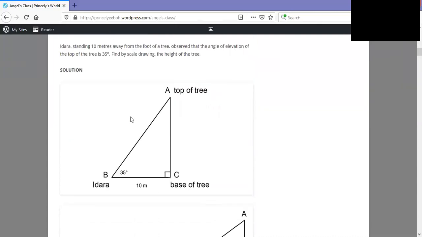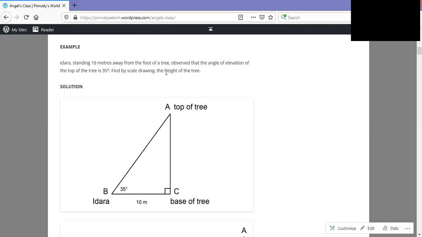Now, Idara stands 10 meters away from the foot of a tree. Observe that the angle of elevation of the top of the tree is 35 degrees. Find by scale drawing the height of the tree. Here's Idara standing 10 meters away from the base of the tree, which is the bottom of the tree or the foot of the tree. And here's the top of the tree. So what we have to look for is just the height of this tree, which is AC.